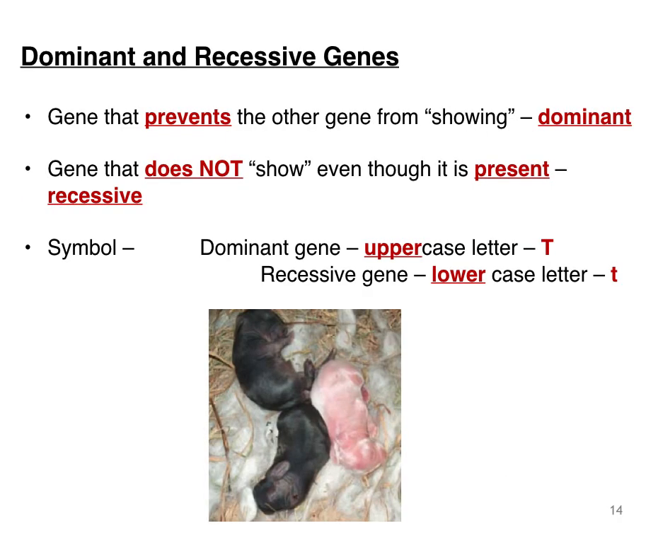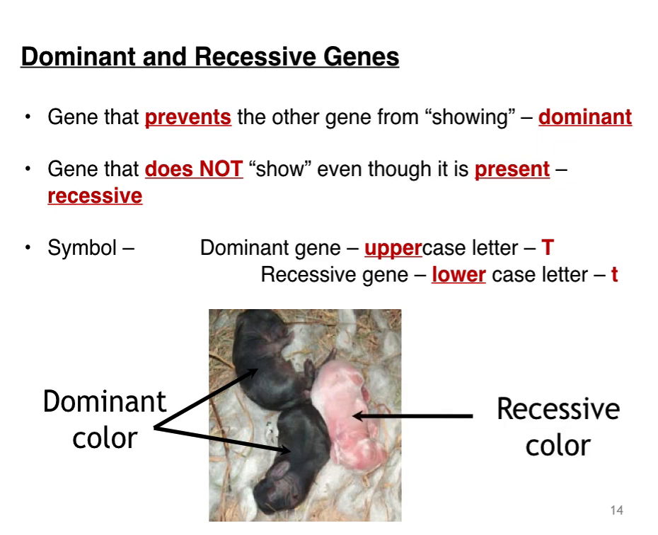So let's talk about dominant and recessive genes again. A gene that prevents the other from showing is called dominant. A gene that does not show, even though it's present, is recessive. And when we write that, we say the dominant gene has an uppercase letter, capital T in this instance, and the recessive gene gets the lowercase letter, the small letter t. So here with these little piglets, the dominant color is this black color, and the recessive color is the pink.